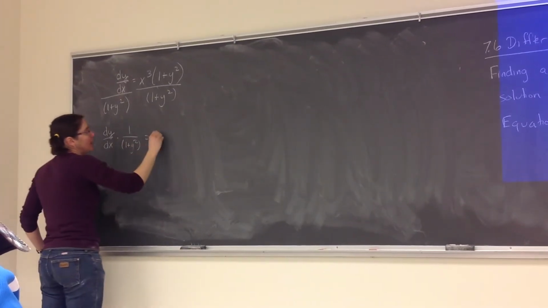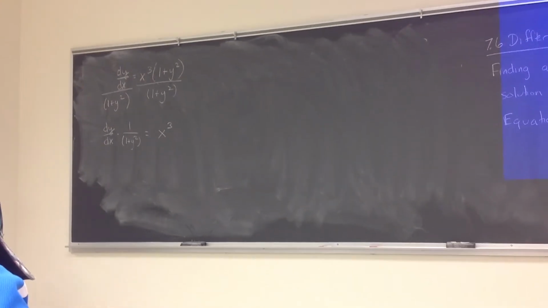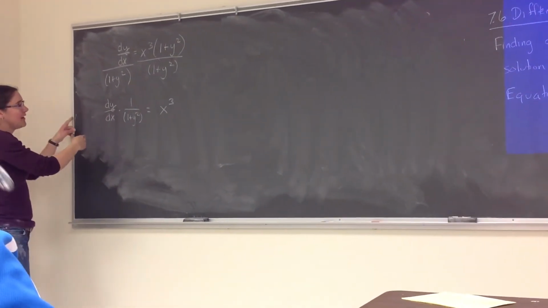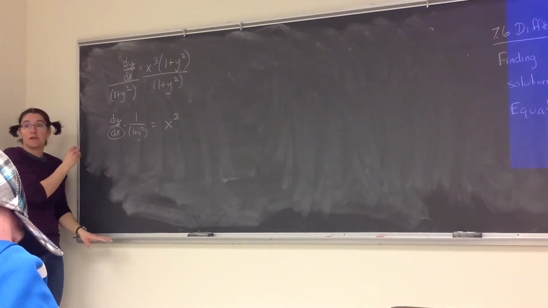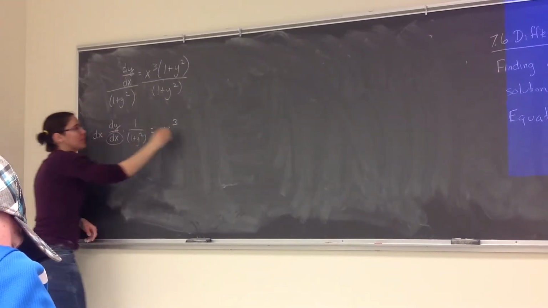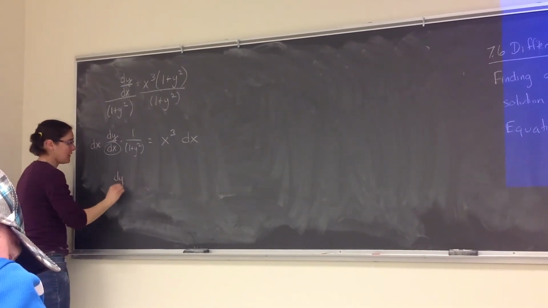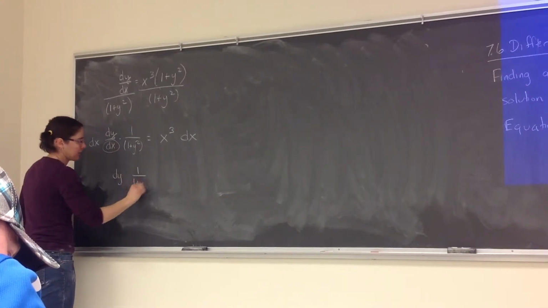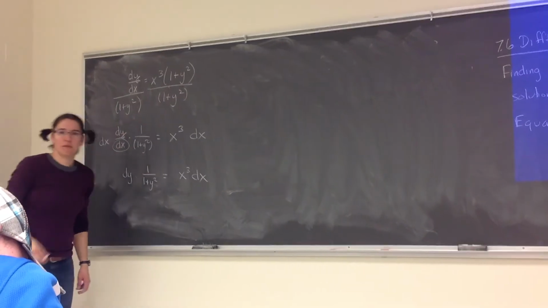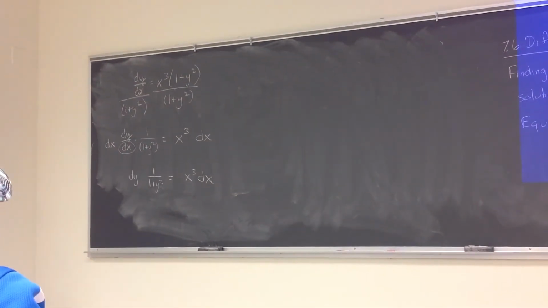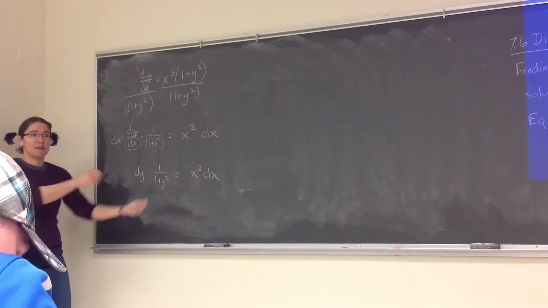And on the right-hand side, I have x cubed. So I've moved everything with the y's to the left side, and I've got my x cubed on the right side, but I need to move this dx over as well. So I need to multiply both sides by dx. And so what I end up with is dy times 1 over 1 plus y squared is equal to x cubed dx. All right, any questions about moving everything with x's to the right side, moving everything with y's to the left-hand side?